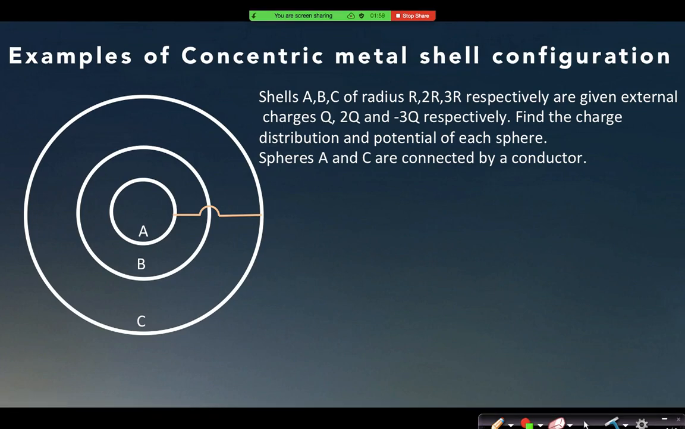This says shells A, B, C. Okay, the previous question only. The shells A, B, C of radius R, 2R, 3R are given external charges Q, 2Q, minus 3Q.